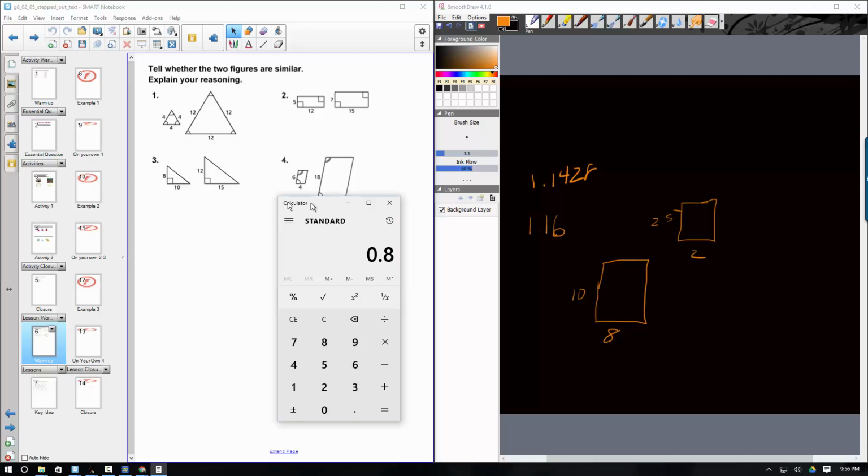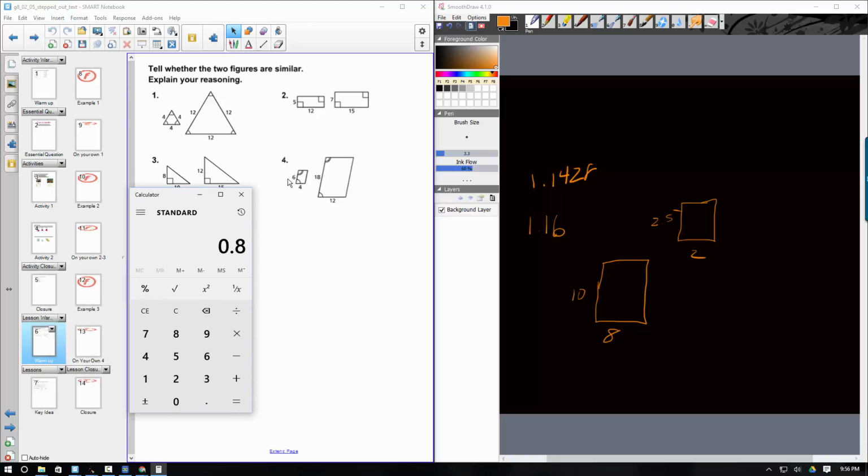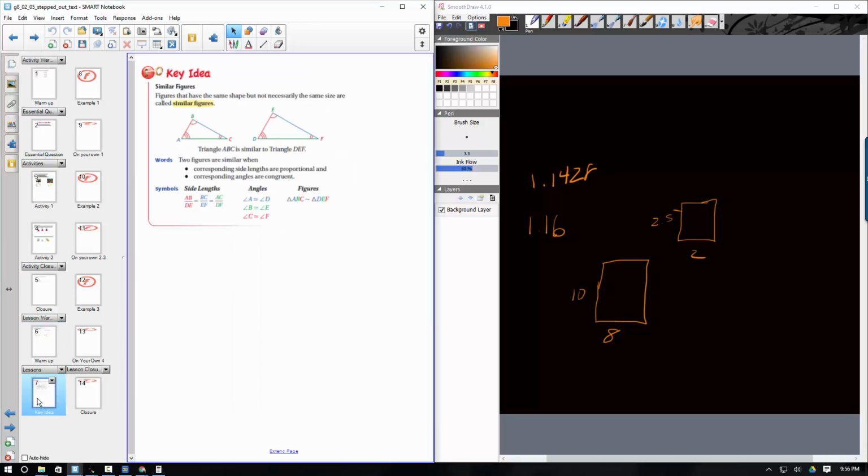And then finally, the last one here, I can tell that this is proportional because 6 times 3 is 18, and 4 times 3 is 12. So it will absolutely work.